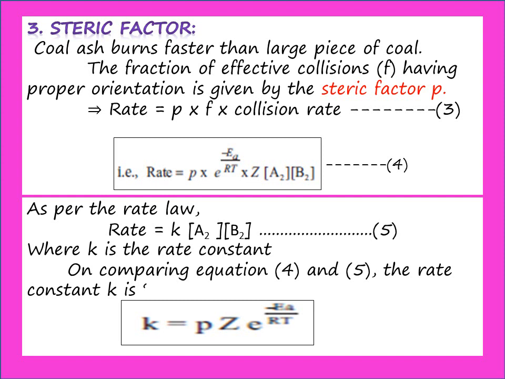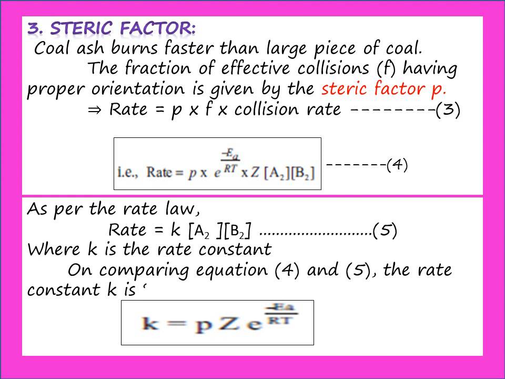Now we introduce one more factor, which is called the orientation factor. In order to introduce the orientation factor, we will take the symbol P, which is the steric factor. So, the rate will be equal to P into F into collision rate. So, rate is equal to P into, in the place of F, we write e to the power minus Ea by RT. In the place of collision rate, we will write Z into [A2] into [B2].